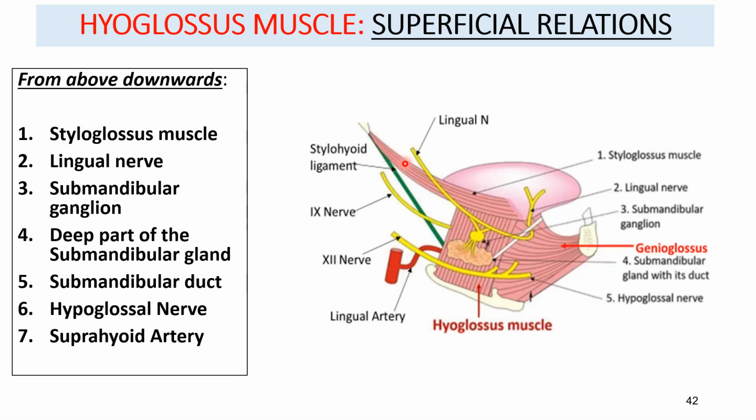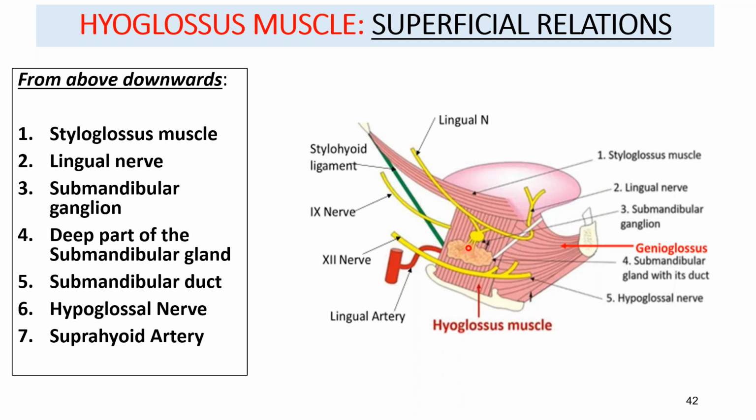So from above downwards, if we see, from the styloid process to the tongue, this is the styloglossus muscle, the nerve which is the lingual nerve. So we are going in order from above downwards. Then there is this lingual nerve. Then there are the roots from the lingual nerve which are entering into the submandibular ganglion. So this is the submandibular ganglion.